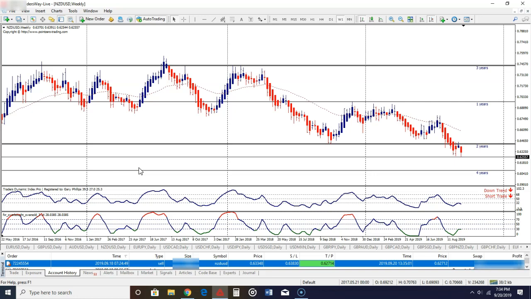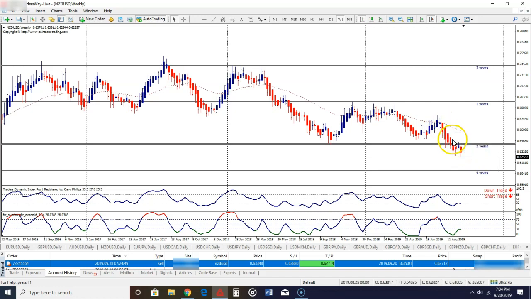Okay, so the first pair you see on the screen is the NZD USD, and we're looking at it on the weekly chart. Now you guys know, trading the new level strategy, we always start on the weekly chart to get an overall bias of which direction the market is moving. Here you see that the overall bias of the market is in a downtrend, right?